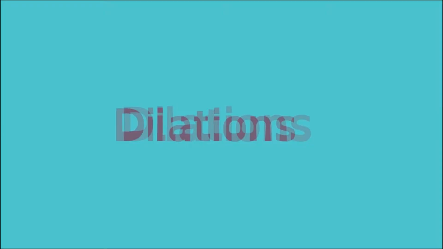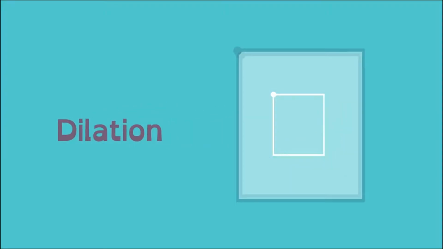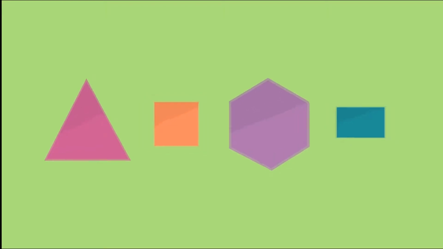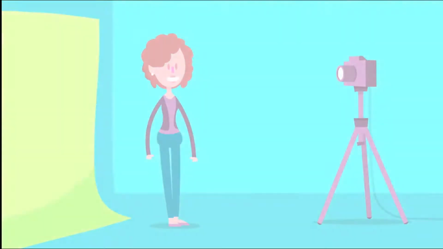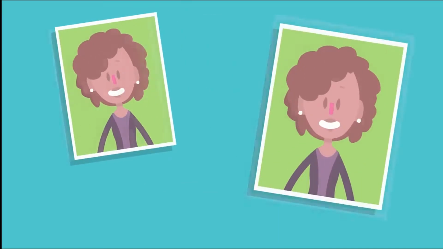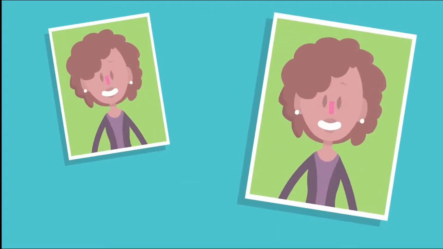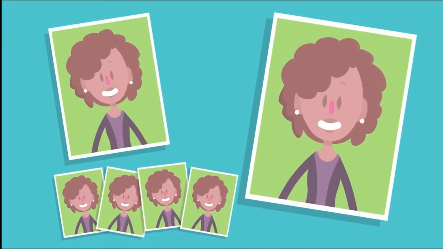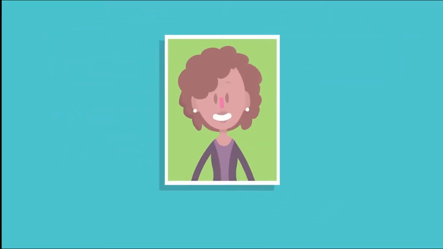Dilation. Dilation is a transformation which changes the size of an object. This is different from the other three transformations which somehow preserve the object. For example, it's Anna's picture day. Anna can choose the package with one large photo for her parents, a larger one for her grandparents, and smaller ones for her friends. Through dilation, the picture stretches or shrinks.